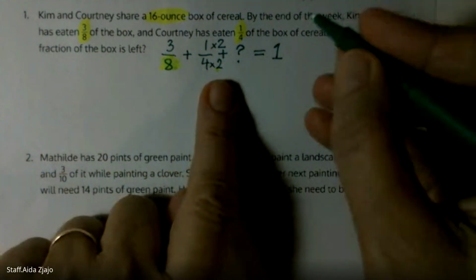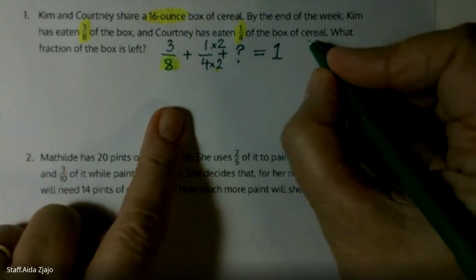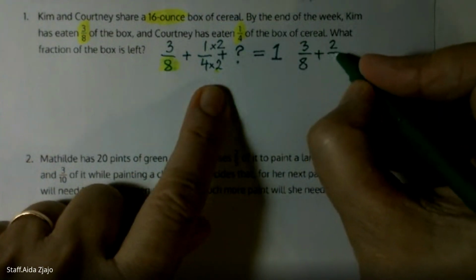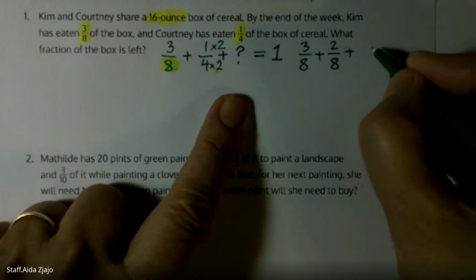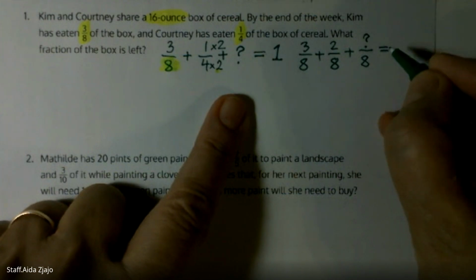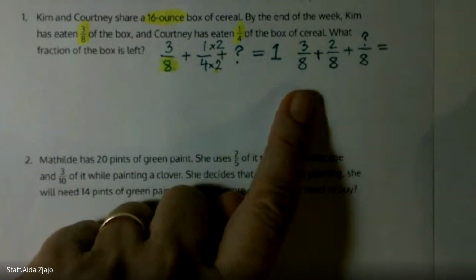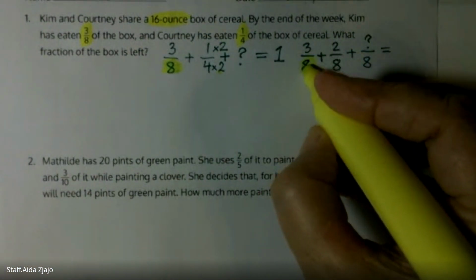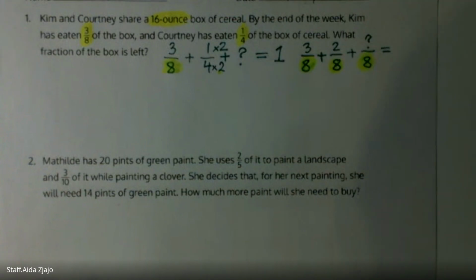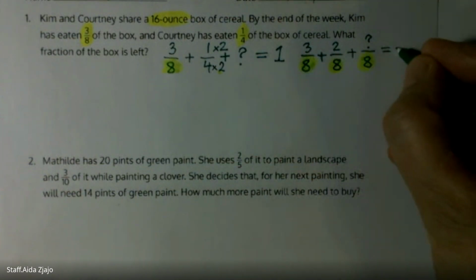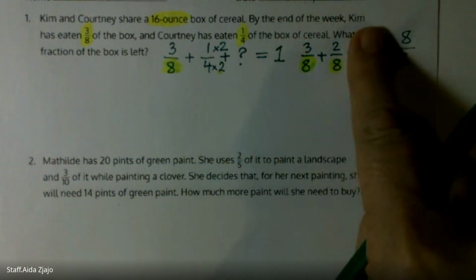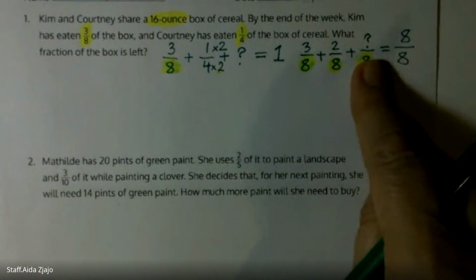So this can become 3/8 plus 1/4, which is the same as 2/8, and then plus some eighths that we don't know how many, must equal the whole. Now all the pieces are the same size. They are eighths. So our whole has to be 8/8. So right now, you can actually see what is the leftover of the box.